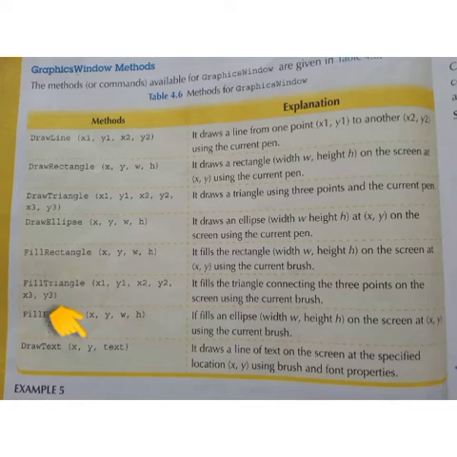Then draw text x, y comma text. It draws a line of text on the screen at the specified location using brush and font properties. By using both properties, at that particular location we have mentioned, it draws a line of text on the screen. So we learned everything: the methods, the properties, the font properties.